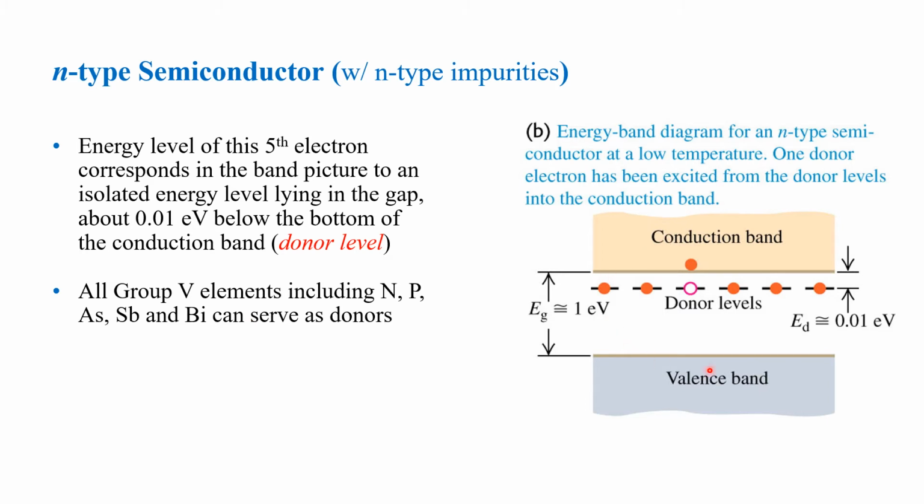This is the energy band diagram for an N-type semiconductor at low temperature. One donor electron has been excited from the donor levels into the conduction band. And as you can see here, the energy gap or the band gap is just around 1 electron volt. And this distance here from your donor levels towards your conduction band is just around 0.01 electron volt, making your material here an N-type semiconductor.